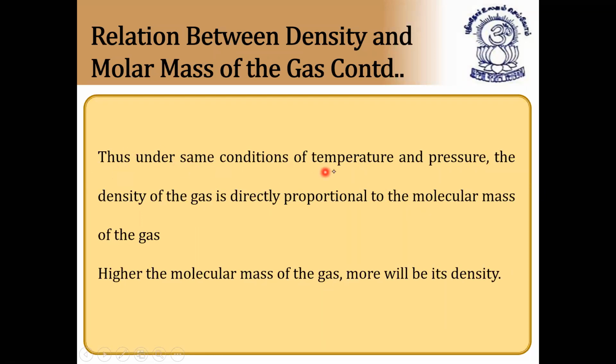Thus, under the same conditions of temperature and pressure, the density of a gas is directly proportional to the molecular mass of the gas. So the higher the molecular mass of the gas, the more will be its density. This sentence is important: the higher the molecular mass of the gas, the more will be its density.